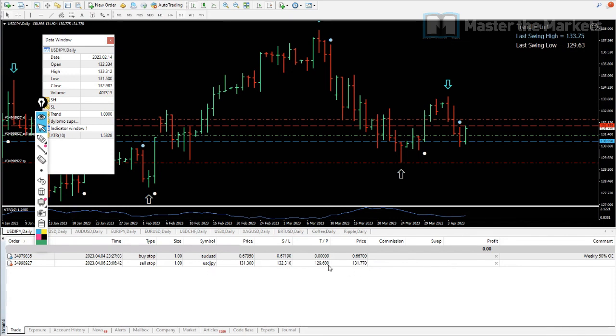What we got at 129.60 is a pending order at the moment, so that it can fulfill its open equity point.